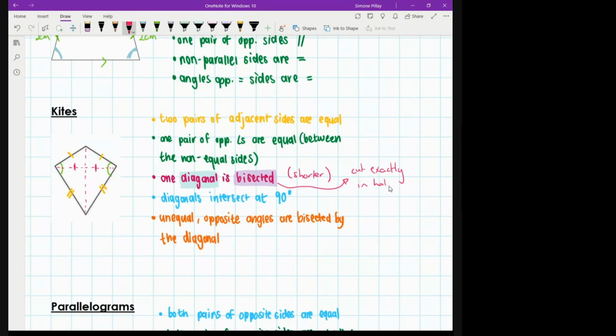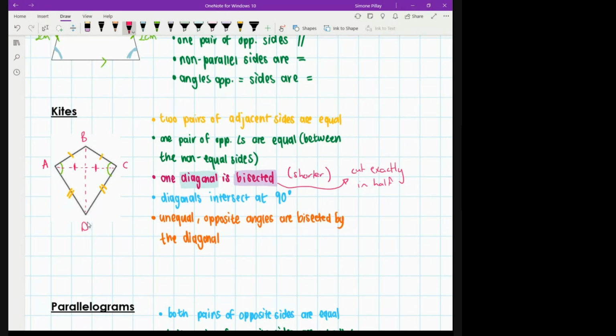Exactly in half. That is what we mean when we say bisected. So here, one of my diagonals is bisected by the other one. And we can see that, and let me label the shape again, A, B, C, D. We can see that AC has been cut exactly in half by the line BD.